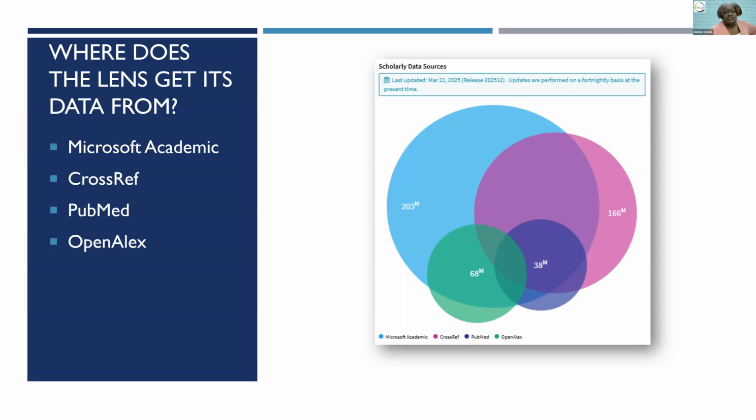So this particular image just shows you a breakdown of how many records are coming from each different source. And even though Microsoft Academic is no longer available as an actual tool that you can use for research, the data still persists. So there are 203 million records from Microsoft Academic, and the next highest is from Crossref, 166 million.